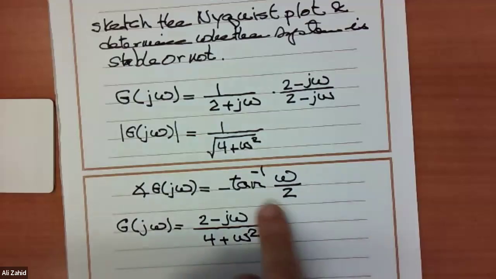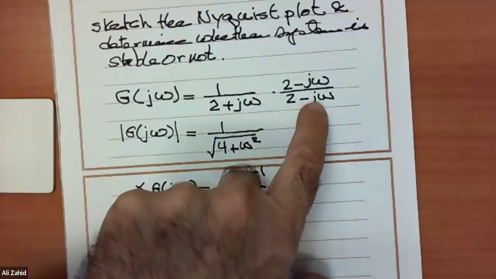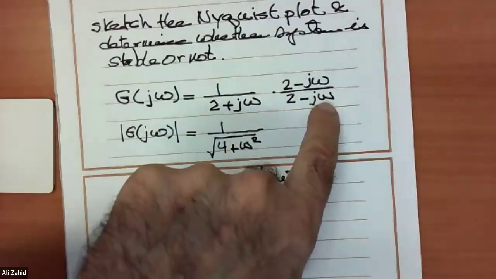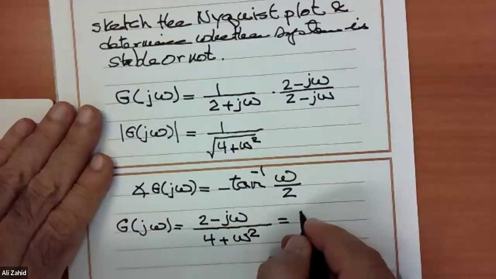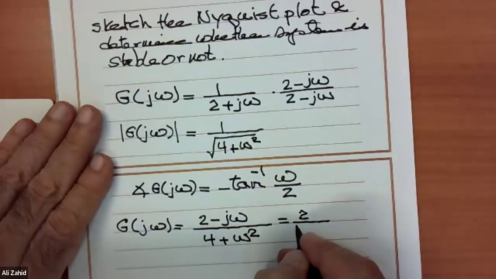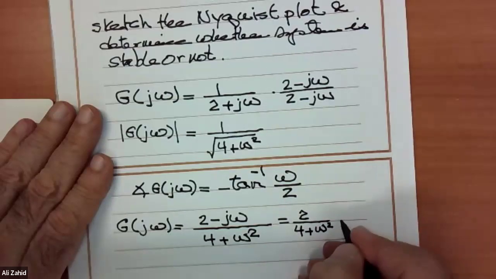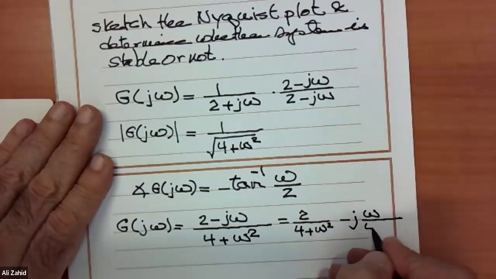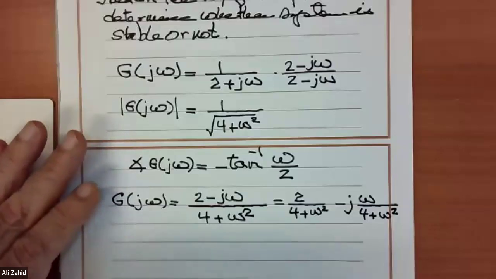Yes. When you multiply 2 plus J omega times 2 minus J omega, the middle term will cancel. You get 2 times 2, 4, and J omega times minus J omega is plus omega squared. So what is the real part? The real part is 2 over 4 plus omega squared, minus J omega over 4 plus omega squared. Did you get it?